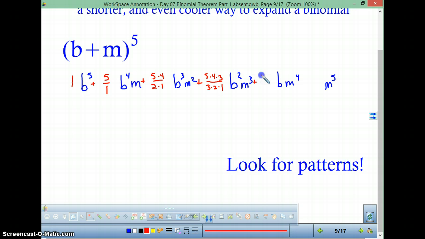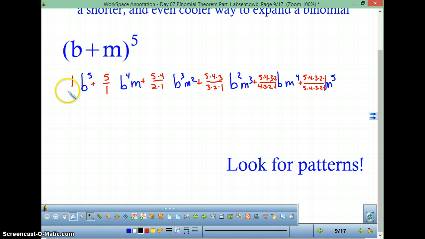Look for the next one. 5 times 4 times 3 times 2 over 4 times 3 times 2 times 1. Next one. 5 times 4 times 3 times 2 times 1 over 5 times 4 times 3 times 2 times 1.